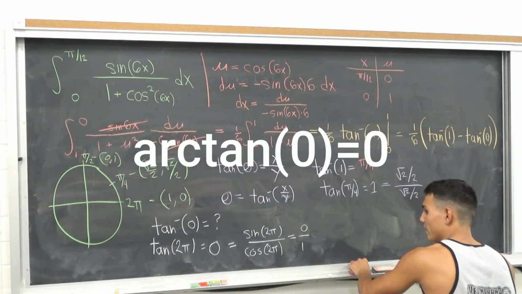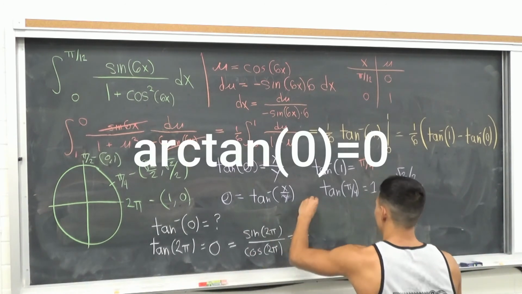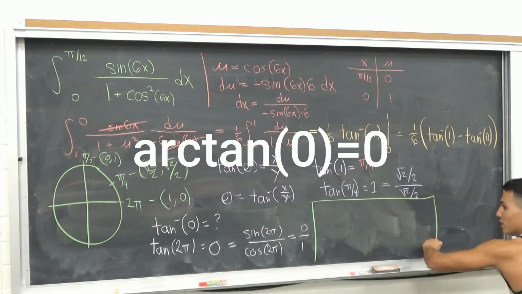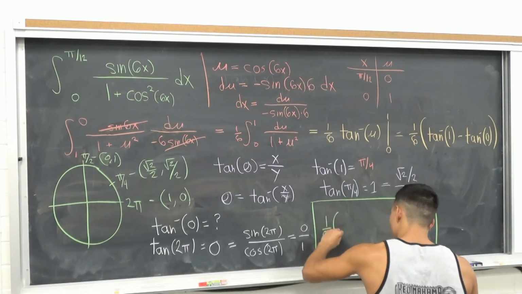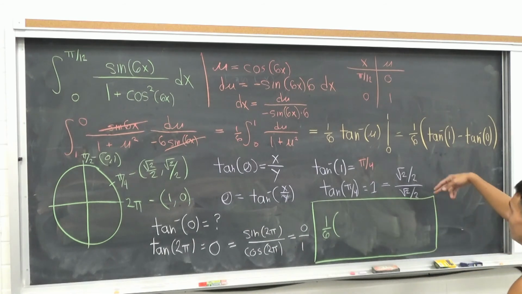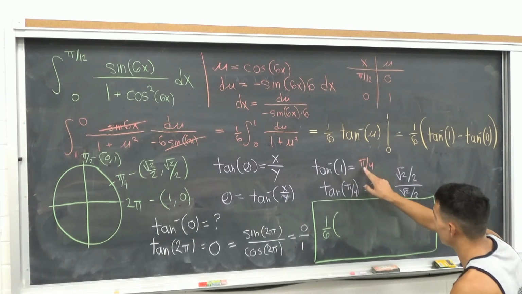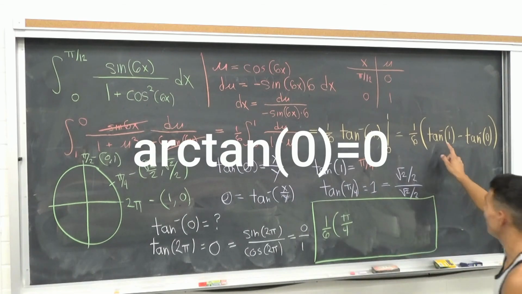So now we can go back and write our final answer in this nice green box. We get 1/6, and it's going to be what? Pi over 4, because that's tan inverse of 1.